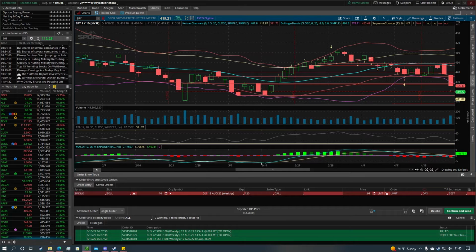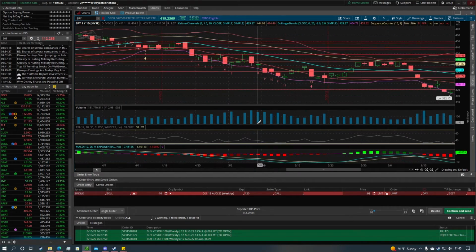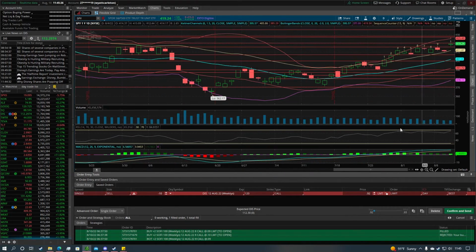Another one is here. This is a bullish trade you could have made. And next I'll go over the RSI, and these two indicators together are really powerful for swing trades.